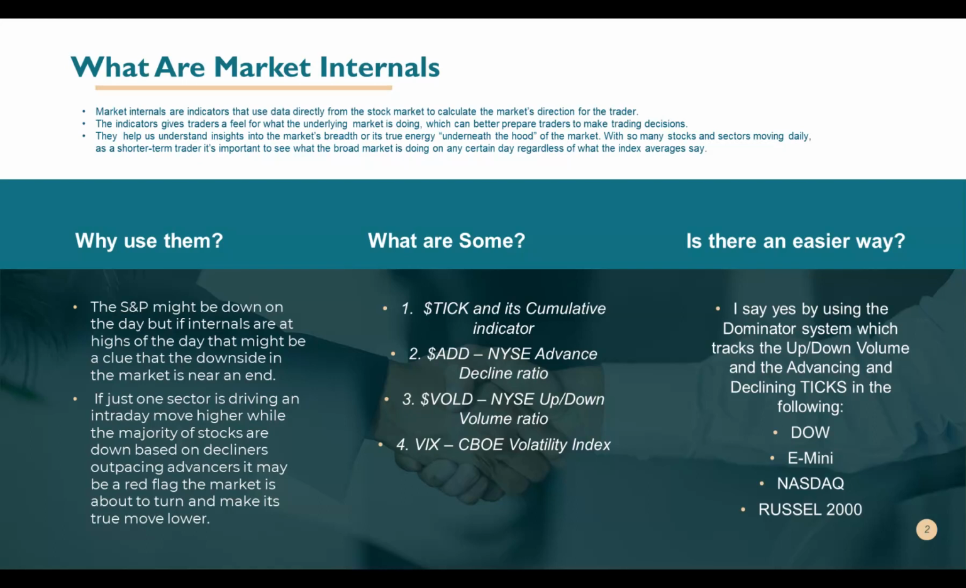But why use them? The S&P might be down on the day, but if the internals are at the high of the day, that might be a clue that downside in the market is near an end. Also, if just one sector is driving an intraday move higher, while the majority of stocks are down based on decliners outpacing advancers, it may be a red flag that the market is about to turn and make a true move lower.